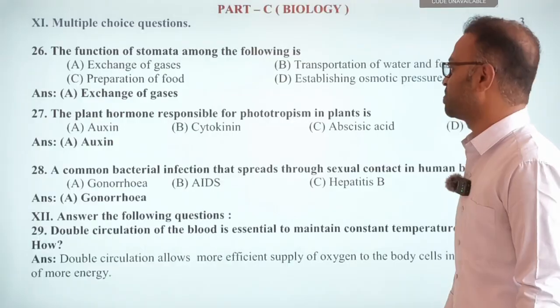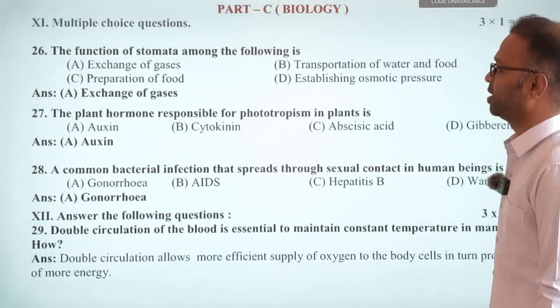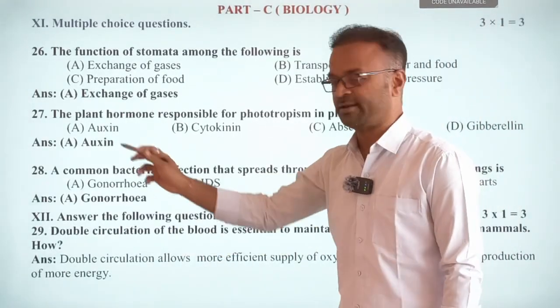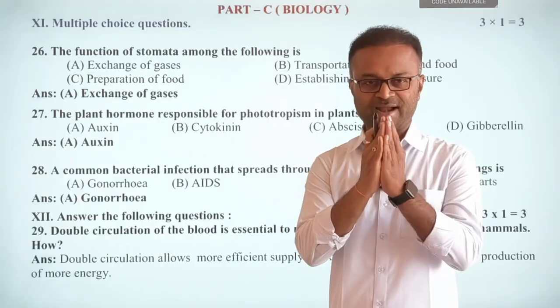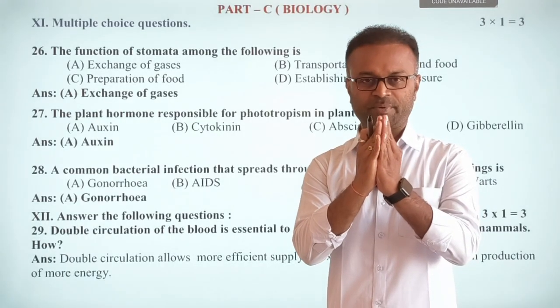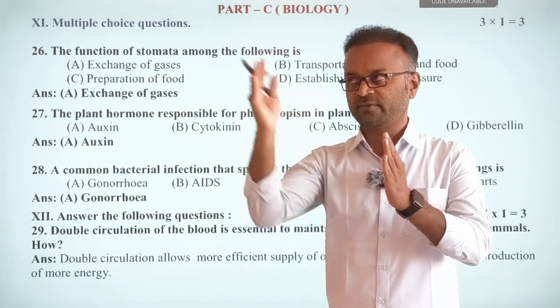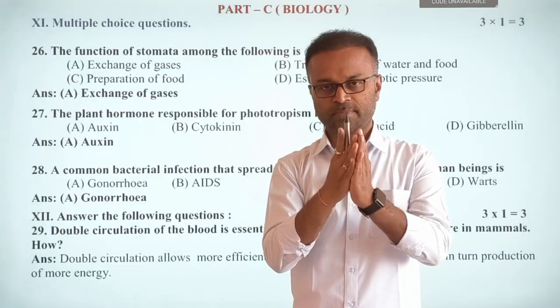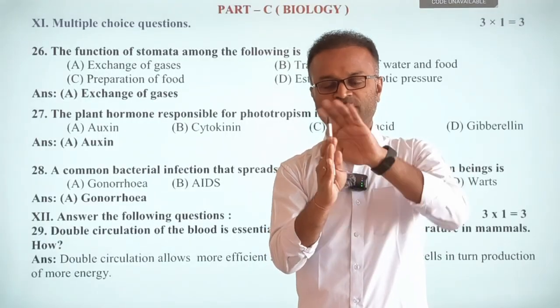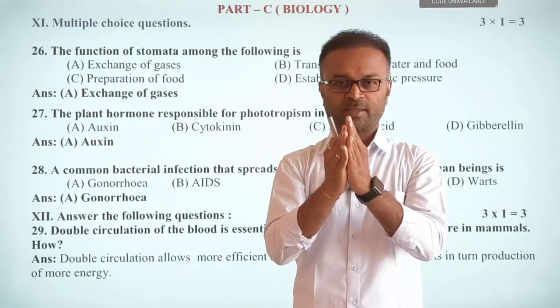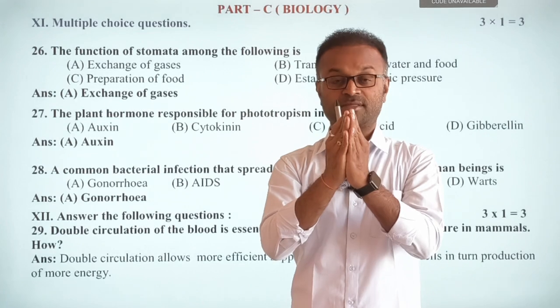The plant hormone responsible for the phototropism in the plant is auxin. I told, right, auxins are light sensitive. They will be present at the tip of the shoot. So if the light is coming from this direction, all the auxin hormones from this part will shift towards this one. And the main function of the auxin hormone is the cell elongation.